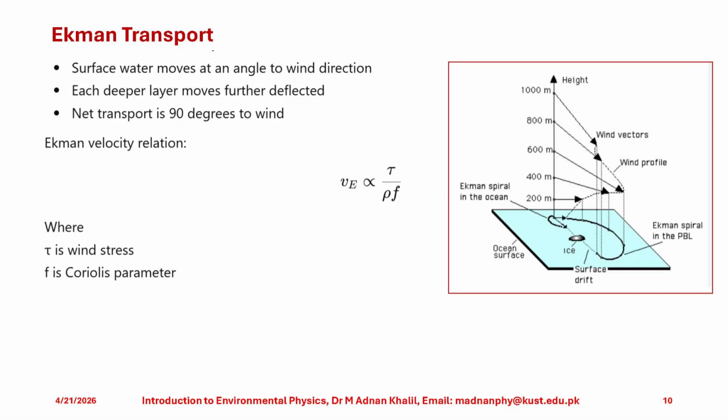The most important concept is that the net movement of water is perpendicular to the wind direction. So even though wind blows in one direction, water transport occurs sideways. This is a purely rotational effect caused by Coriolis force acting layer by layer.